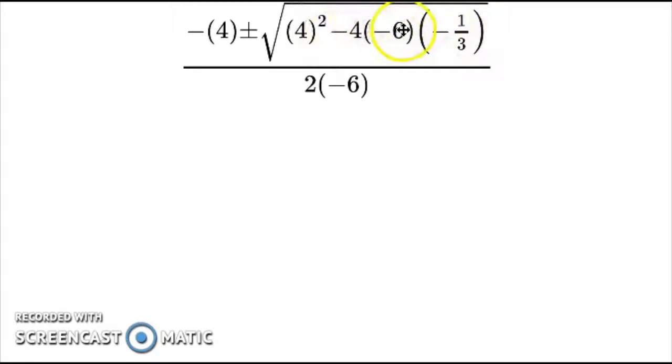Negative 4 times negative 6 is 24. Times negative 1/3 is negative 24 over 3, which is negative 8. So then 16 minus 8 is 8.